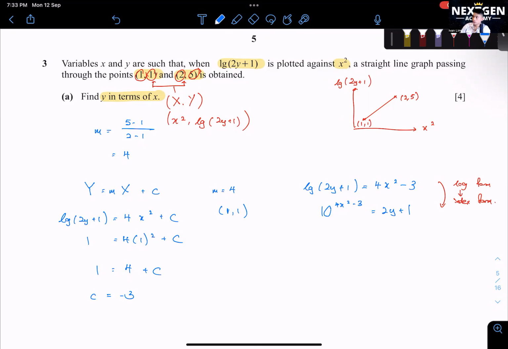And then rearrange some more. We want y as the subject. So I put 2y equals 10 to the power of (4x squared minus 3) minus 1. This plus 1, I bring it over to here. Then y equals 1 over 2 times (10 to the power of (4x squared minus 3) minus 1). I saw some of you get this last part wrong, so you just have to be careful with your calculation.